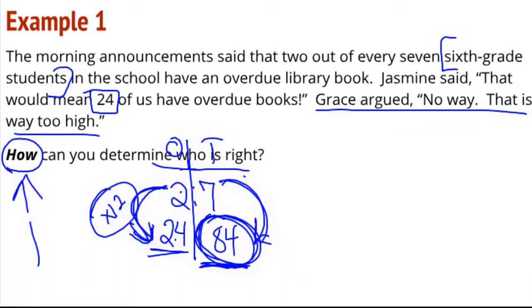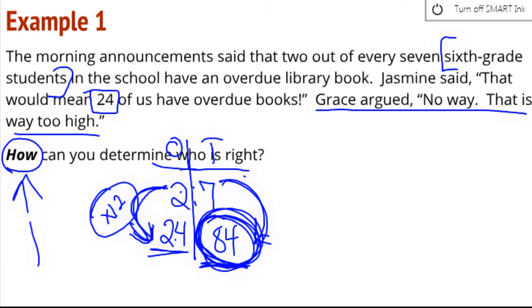If the total number of students is more than 84, wait a minute, I think I just said that backwards. If the total number of students is less than 84, then Grace would be correct. It's way too high. And if the number is greater than 84, then Grace would be incorrect. The number is not too high, and Jasmine would also be incorrect.